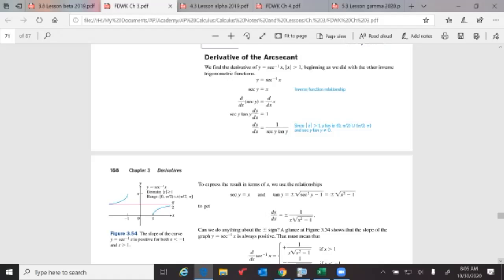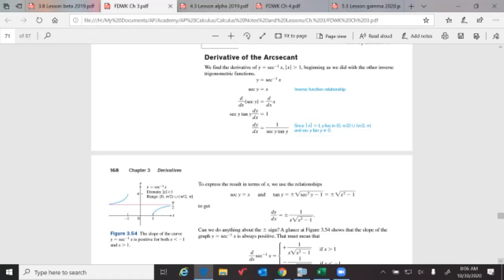Y is the inverse secant of x. It's the same thing as saying x equals secant y. Right? The function, the trig function, is y equals the secant of x. So the inverse function is x equals the secant of y. So we differentiate that. On the right side, we get 1.